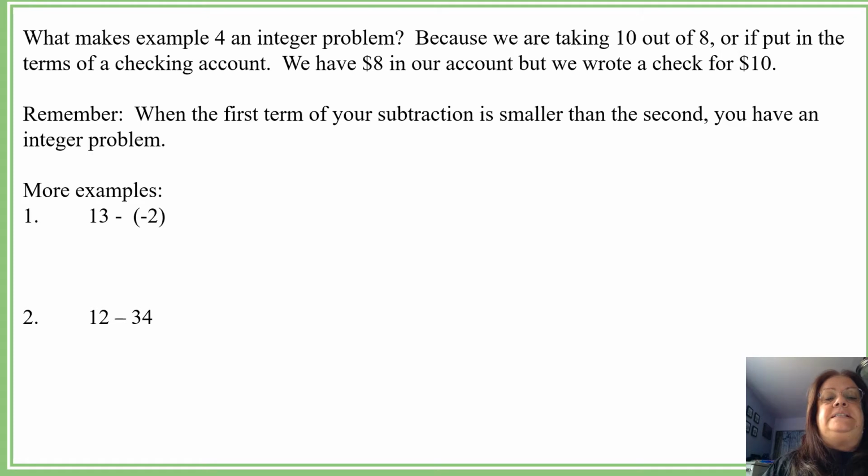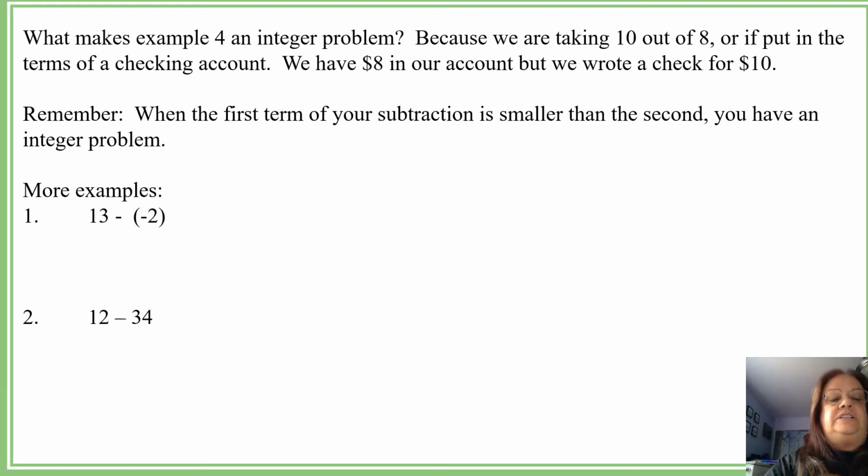All right, what makes example 4 an integer problem? Because it's a subtraction. We are taking 10 out of 8, or if put in terms of a checking account, we have $8 in our account and we wrote a $10 check. Remember, when the first term of your subtraction is smaller than the second, you have an integer problem.